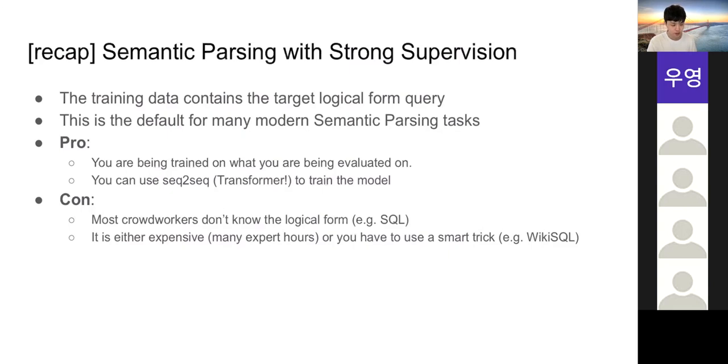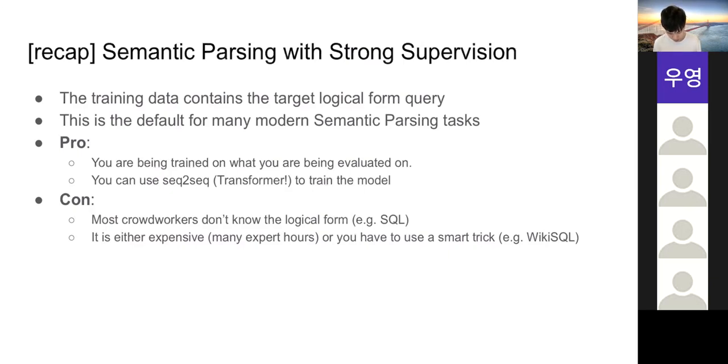But there is a very big disadvantage of this approach, which is that unlike machine translation especially, most crowd workers don't know what the logical form is or how SQL works. So if you ask these non-experts, it'd be very difficult or impossible to expect that they will be able to get correct annotations of the given queries. So it means that it's either quite expensive because you will have to use experts, just like Yale PhD students, or you have to use a smart trick, which WikiSQL did, but there are also some limitations. We can maybe discuss later when we have time, but for now, you can think of it as there is no free lunch.